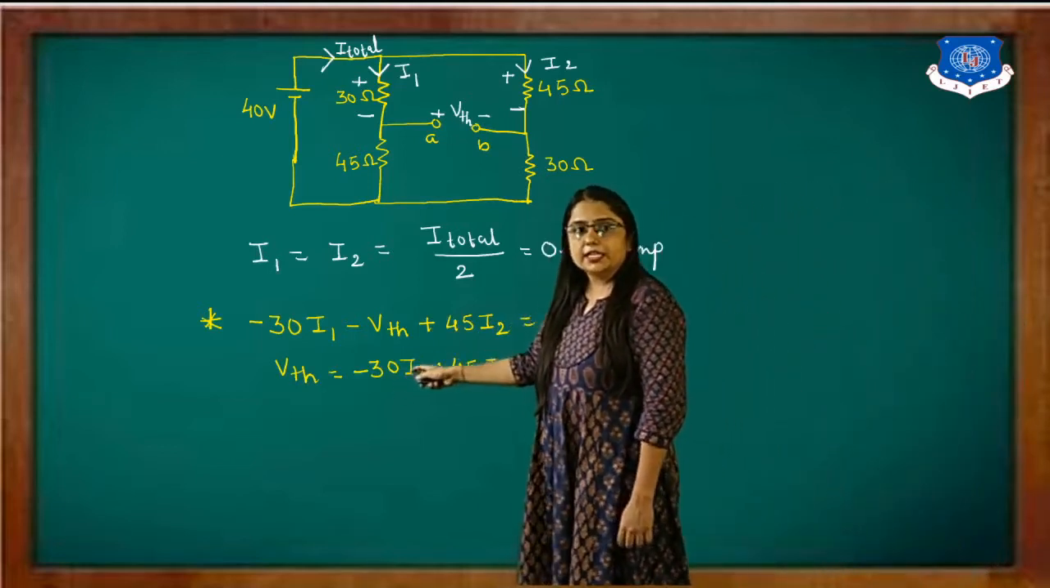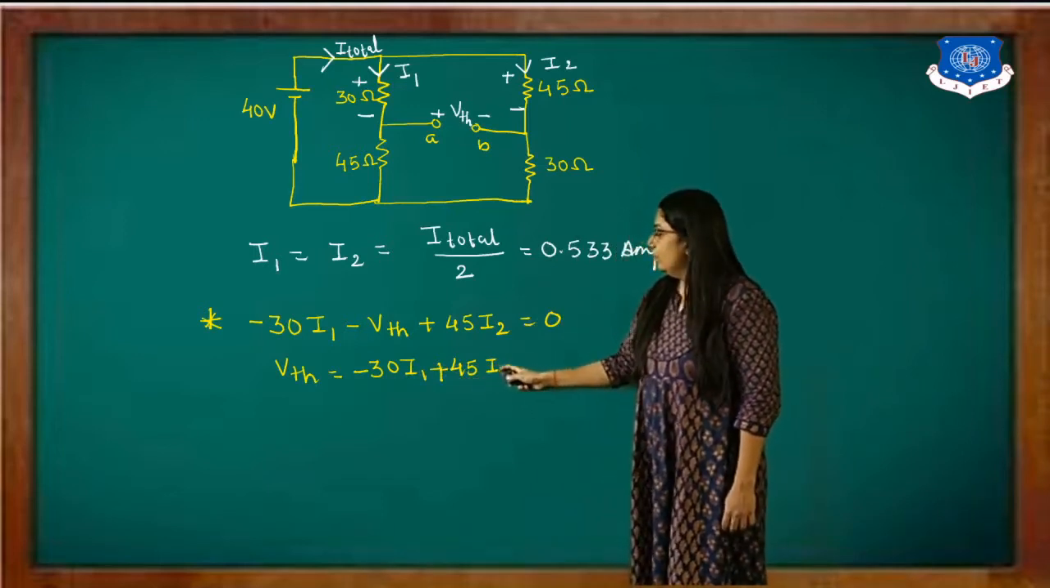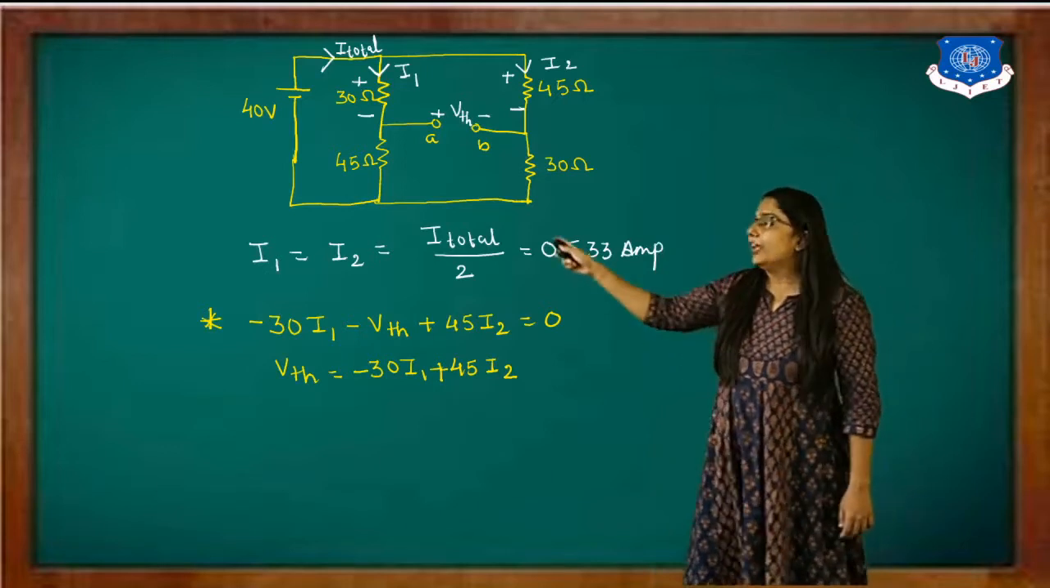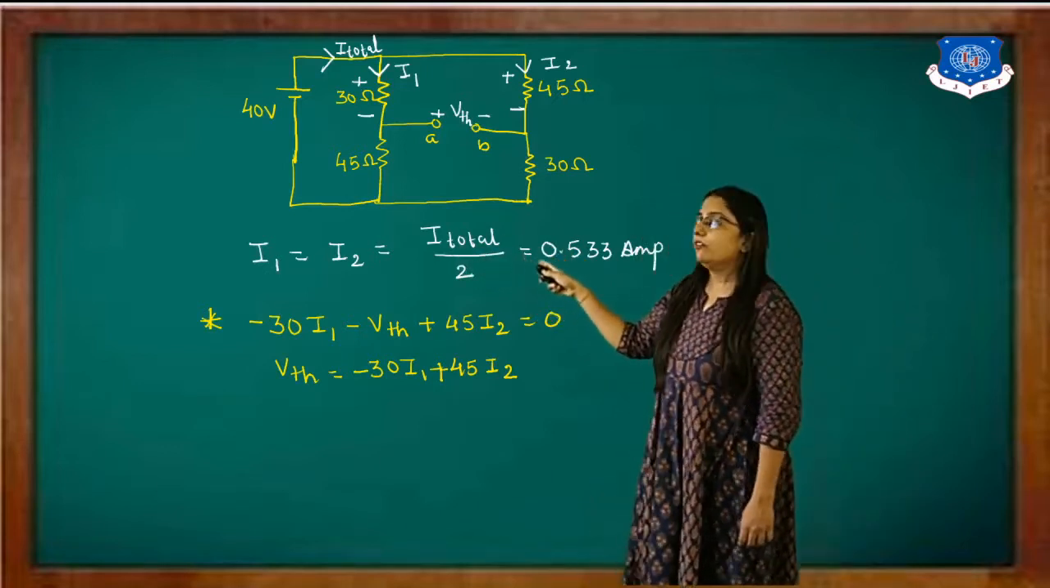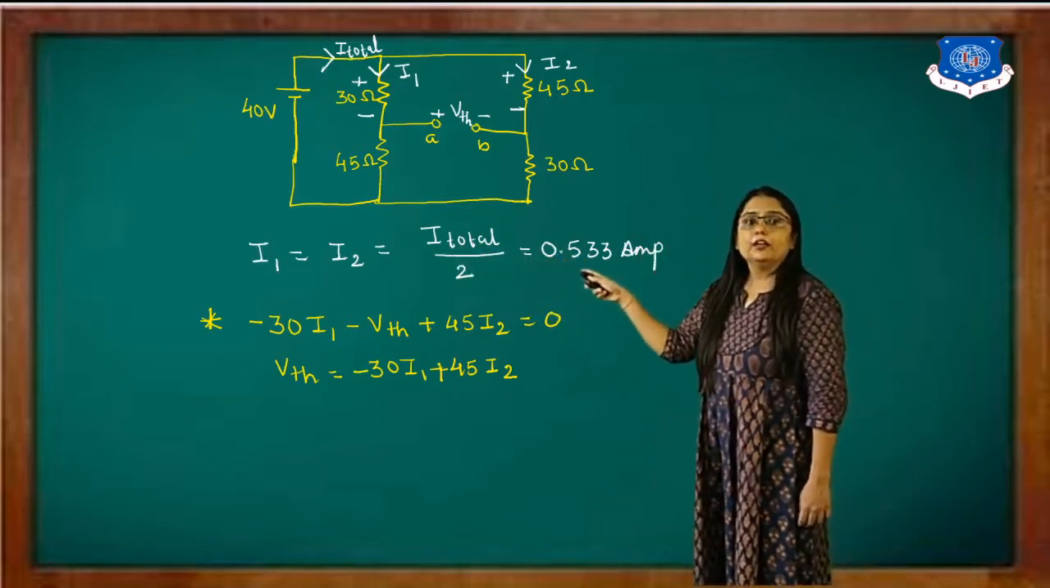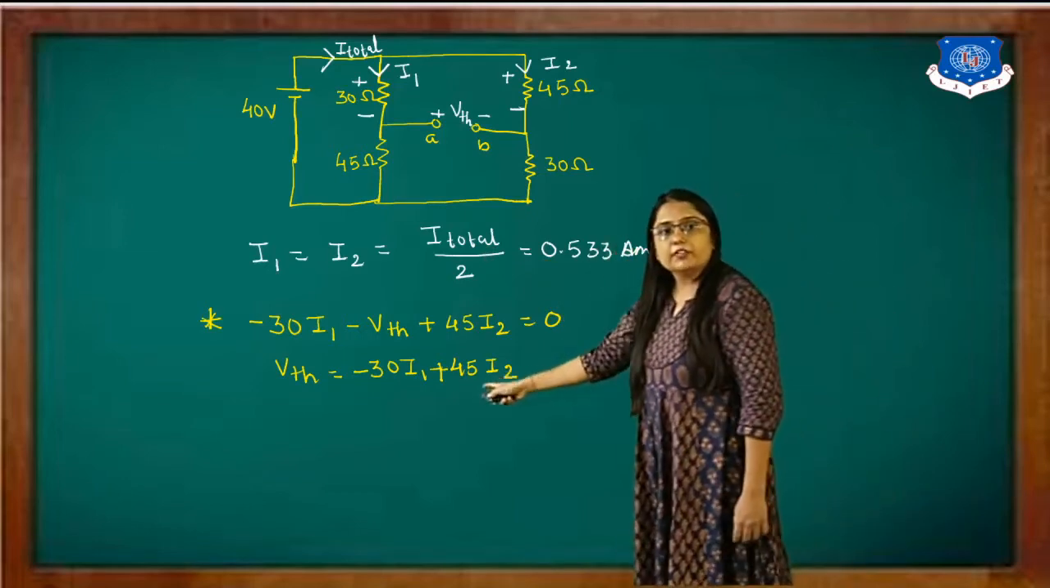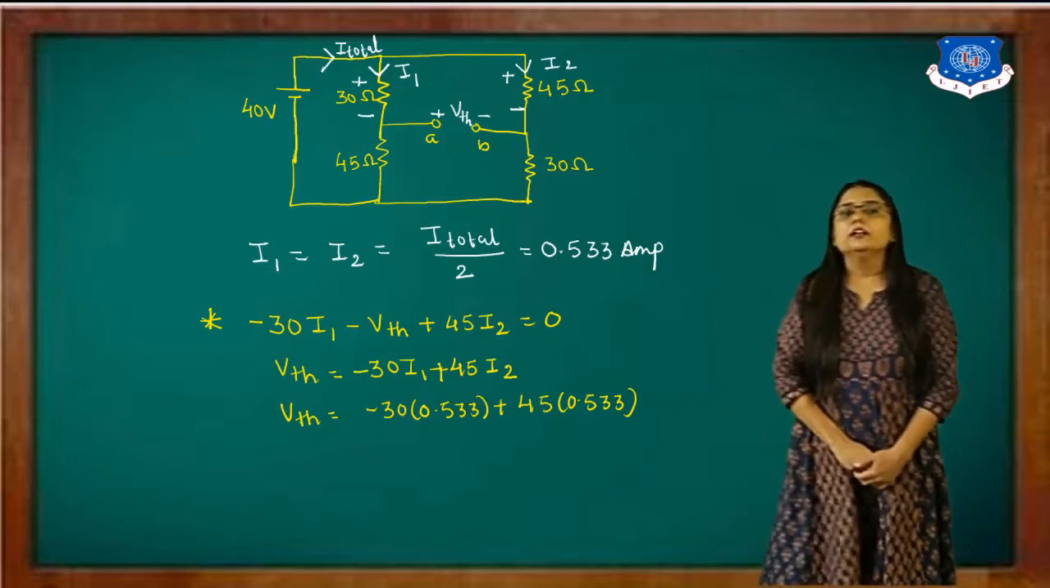It's minus 30 I1 plus 45 I2. Now we have the value of I1 and I2. That equals 0.533 ampere. Just substitute this value in this equation. So what will we get?